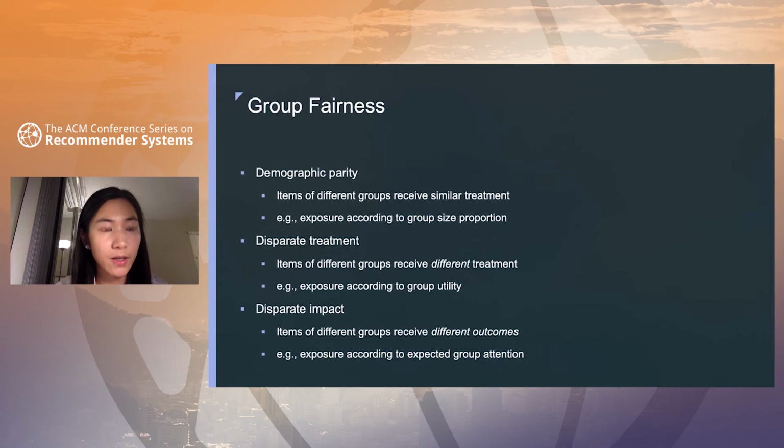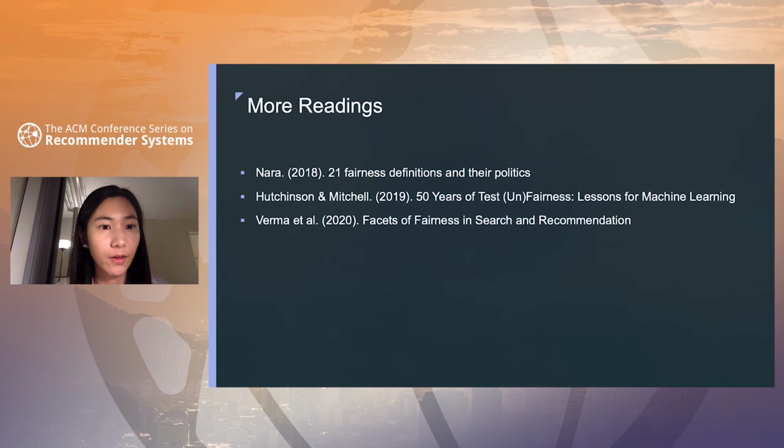So we can see that demographic parity, disparate treatment, and disparate impact are all addressing different kinds of fairness issues, and they should be used according to different application scenarios and design needs. And apparently, most of the time, they cannot be achieved at the same time. If you're interested in the fairness definitions, here are some suggested readings.